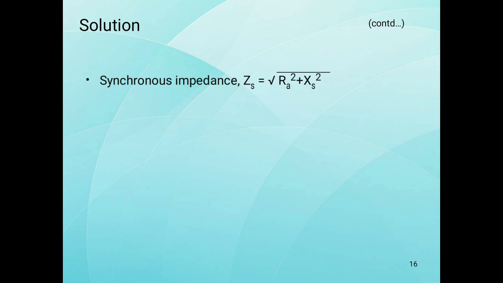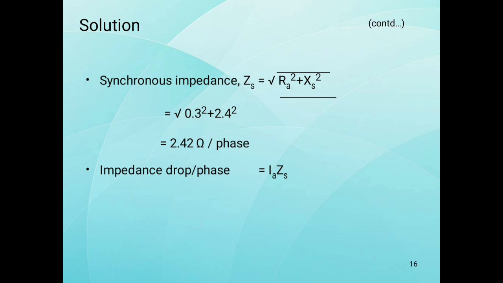Here the synchronous impedance ZS is equal to under root of RA square plus XS square. By substituting RA and XS we get ZS, that is under root of 0.3 square plus 2.4 square, which gives 2.42 ohms per phase. That is called the synchronous impedance. Here ZS is 2.42 ohms per phase.